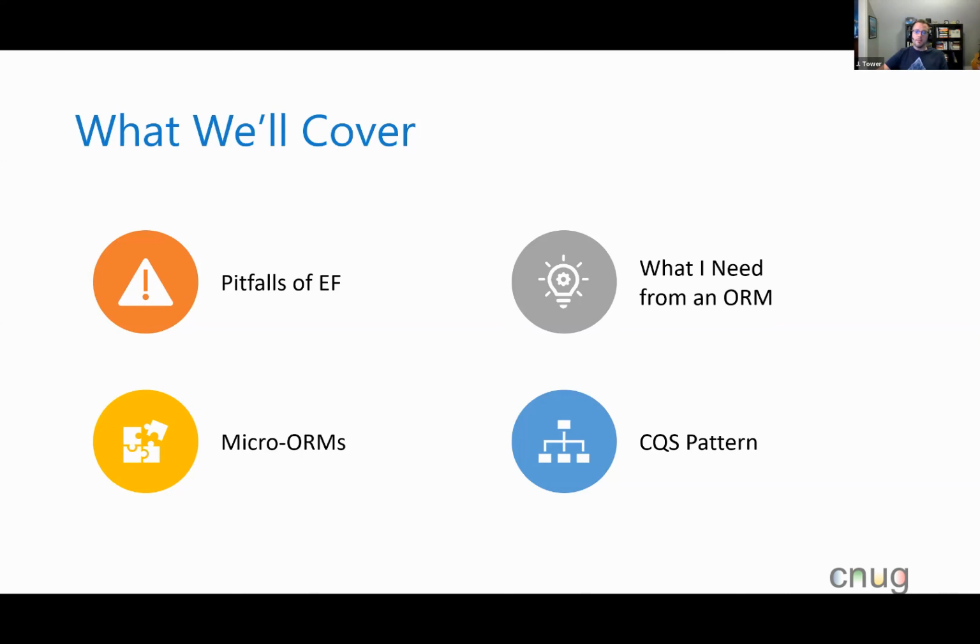And then I want to finish up by showing you an architectural pattern called CQS, which you can use with micro ORMs to actually create a data access layer that's very powerful, safe, reusable, and helps you avoid some of those pitfalls that we're about to talk about with Entity Framework.